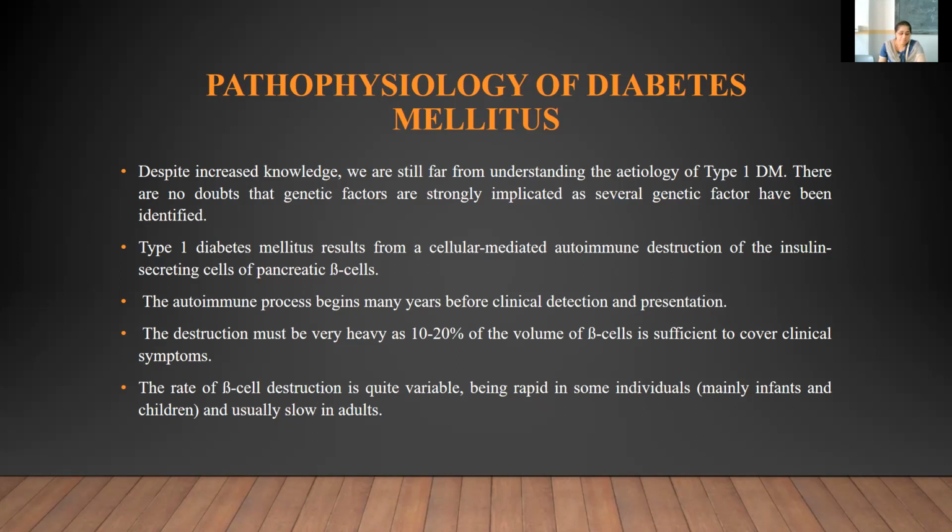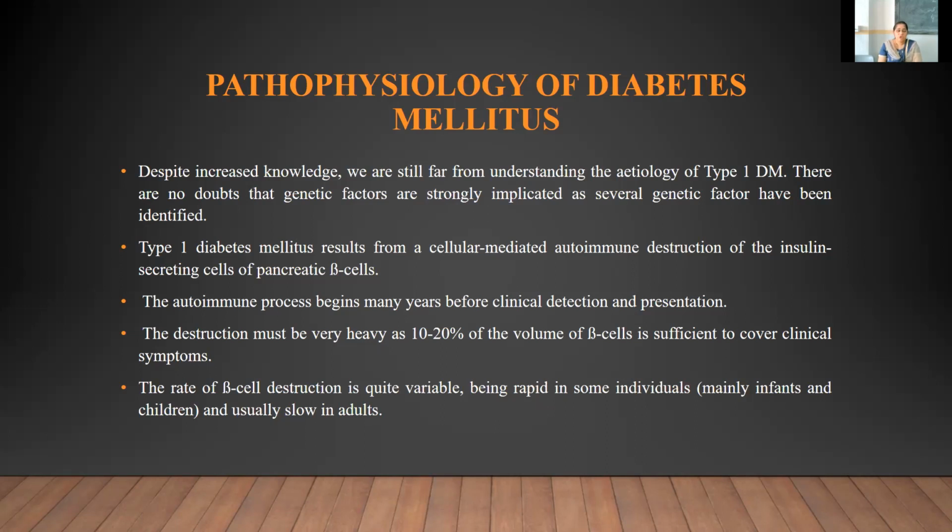So it is not that you detect type 1 diabetes at the age of 12; it would have started maybe at the age of 6 years. We don't know. Even type 2 diabetes mellitus, for that matter, is not that on one particular day I became diabetic. No, it has happened over the years. The destruction must be very heavy, as 10 to 20% of the volume of beta cells is sufficient to cover clinical symptoms.